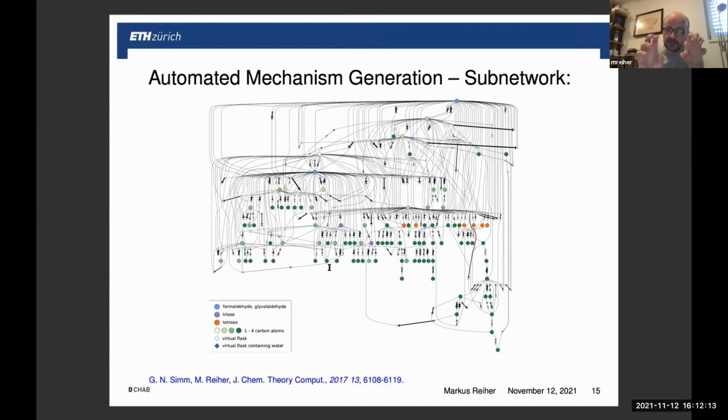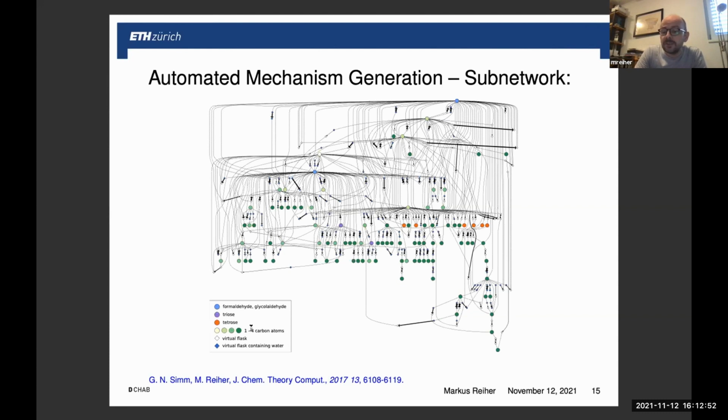And this is not the full network. This, what you see here, is a section of the network, just again, to give you an idea of the complexity. The colored dots indicate specific structures, like in blue, you see the starting material from aldehyde and glycolaldehyde. And the sugar molecules are actually highlighted in violet and orange. These are trioses and tetroses. And then, of course, you build up molecules containing more and more carbon atoms, which is indicated by a deeper and deeper green color. And so you see very many reaction steps which are mapped out here for this process.